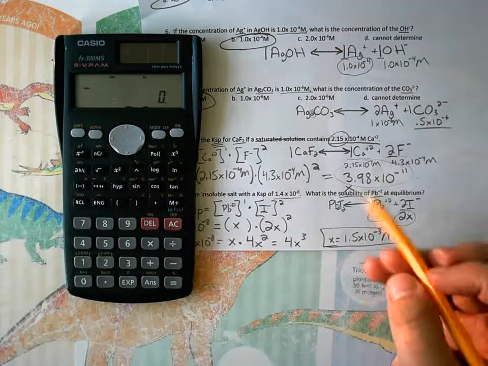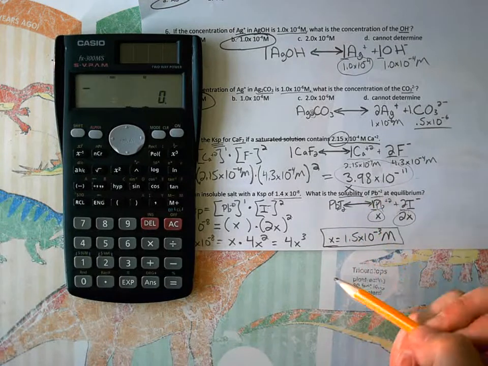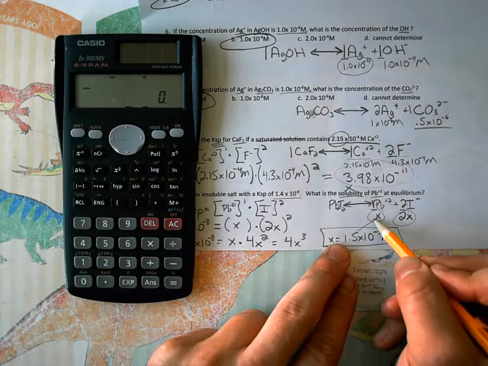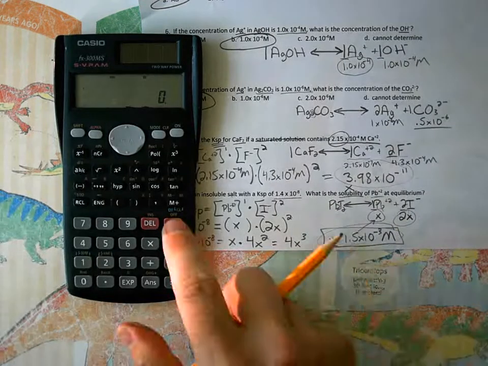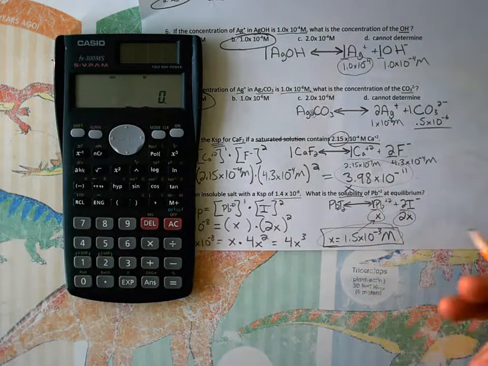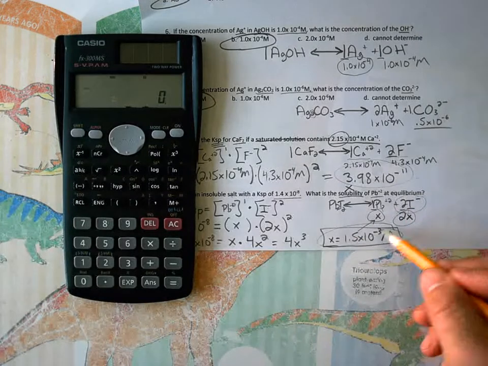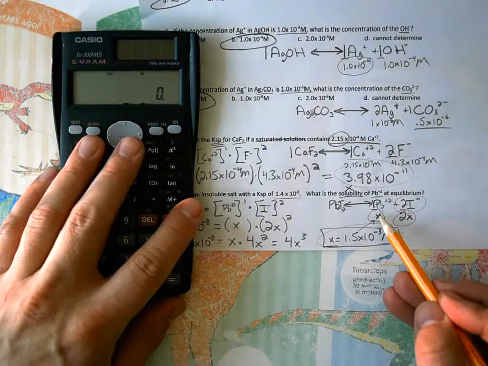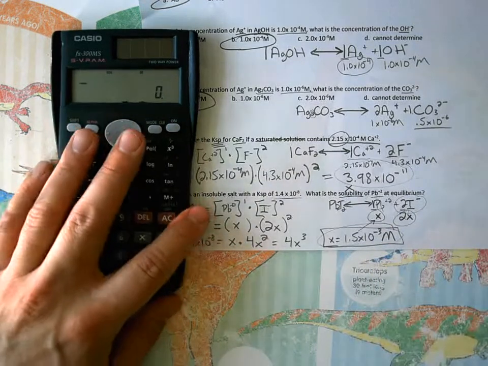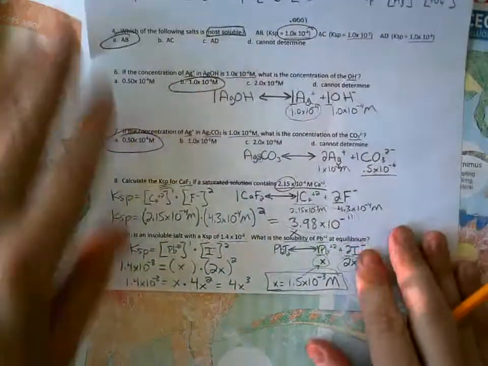And now we have to go back and check out the question. This was asking for what is the solubility of Pb2 plus, and notice that the Pb2 plus was X. So this is the answer. And I guess if it were asking for what's the solubility of I minus, it would be twice as much. But we're just solving for Pb2 plus here, which is X, so this is our final answer.